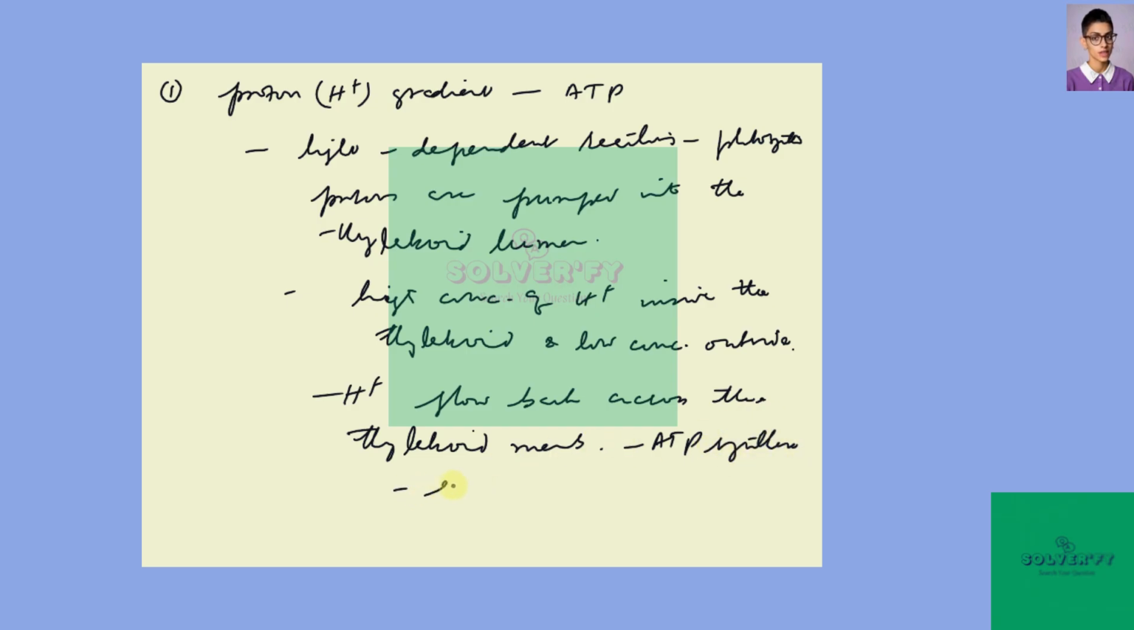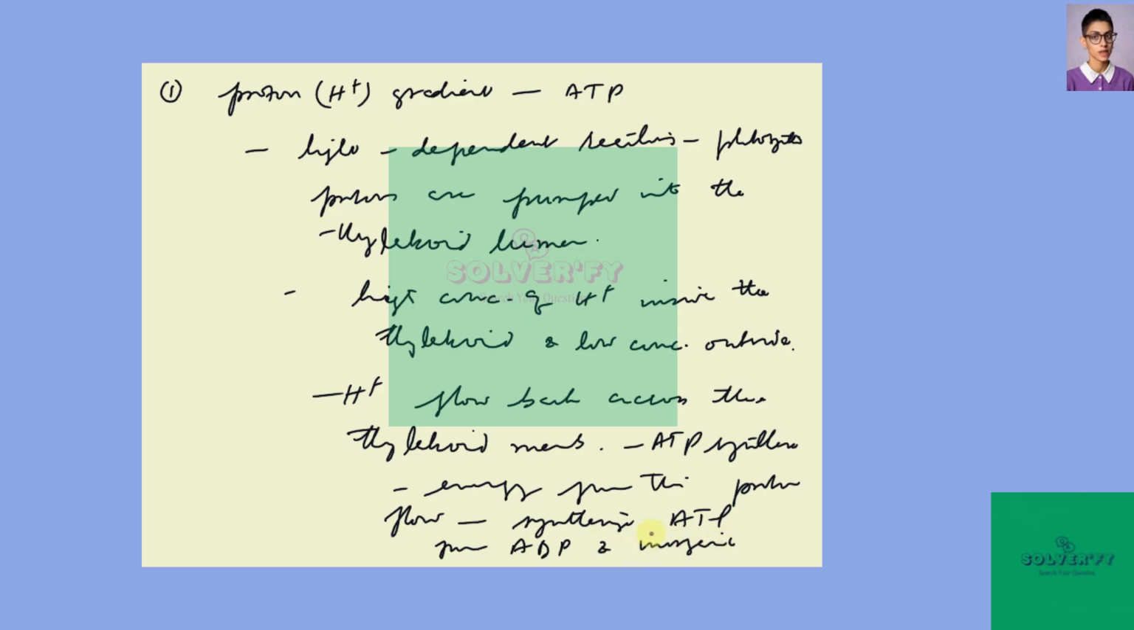which uses energy from this proton flow to synthesize ATP from ADP and inorganic phosphate, which is ADP plus Pi becomes ATP through the ATP synthase with the help of the proton flow.